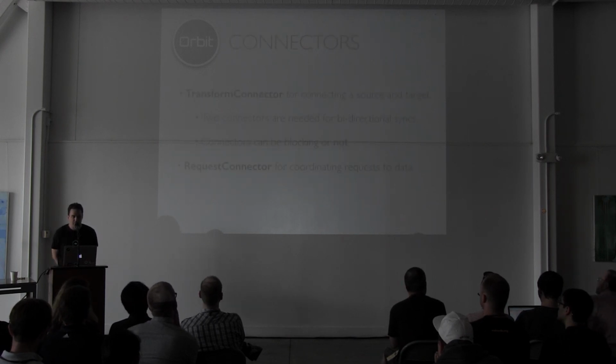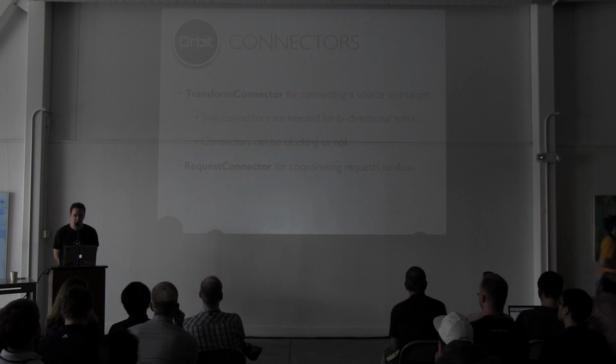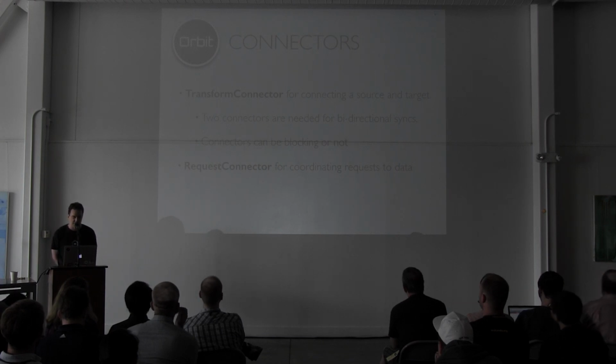So sources become more interesting when they're connected with other sources. The transform connector, of course, is for connecting transform events in one source with a target source. And they're only one direction. If you want synchronization in both directions, you'll need two connectors. Each connector simply has a source and a target.